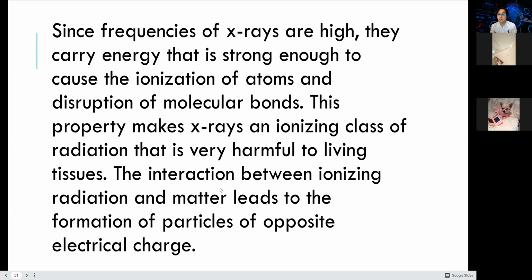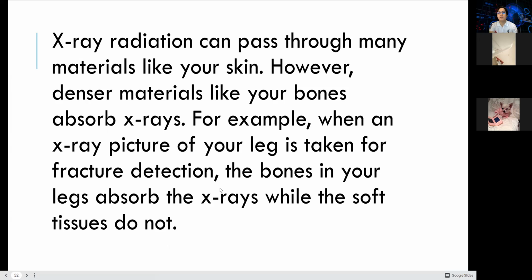This property makes X-rays an ionizing class of radiation that is very harmful to living tissues. Okay? The interaction between ionizing radiation and matter leads to the formation of particles of opposite electrical charge. So if there is an opposite electrical charge, tendency is what? There might be explosion or there might be a reaction. Okay? X-ray radiation can pass through many materials like your skin. Okay, however, denser materials like your bones absorb X-rays.